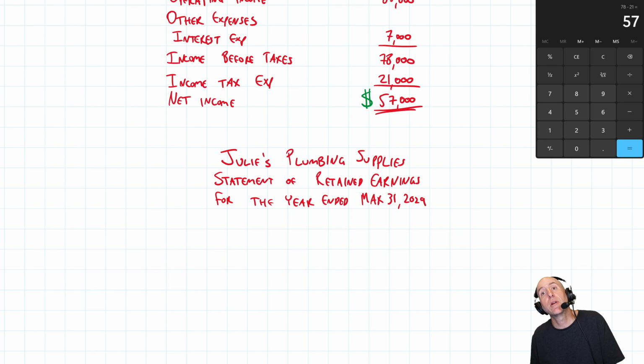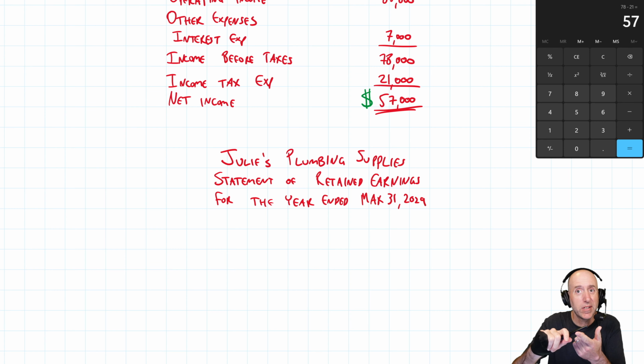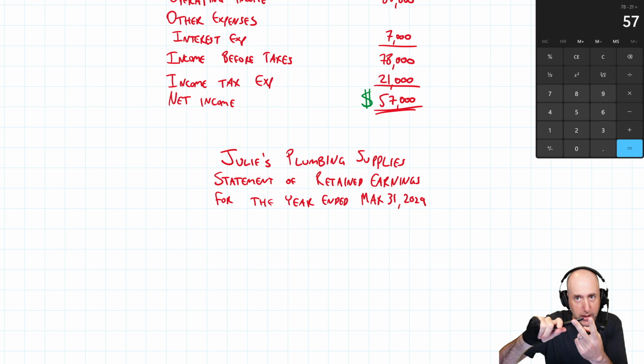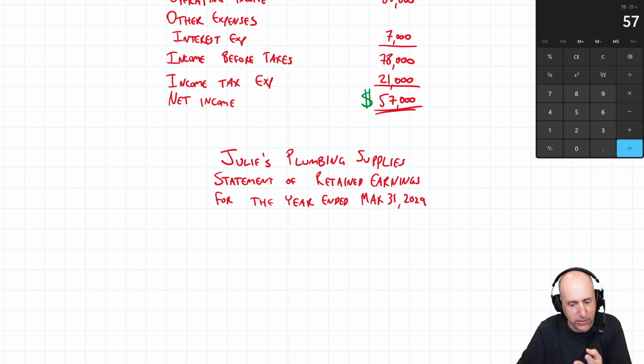Now remember how a statement of retained earnings works. We say, here's the beginning retained earnings, add net income. If we lost money, deduct net loss, but we made money. We made $57,000. So beginning retained earnings plus net income, subtotal, minus dividends, equals ending retained earnings.